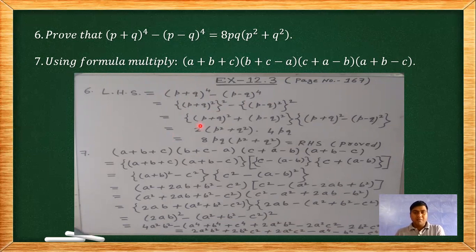So this is the formula: a square minus b square. In the second bracket, (p plus q) square plus (p minus q) square into (p plus q) square minus (p minus q) square, a plus b into a minus b. And from the first second bracket, this is again a formula: 2 into p square plus q square, and from the last second bracket, this is the formula: (p plus q) square minus (p minus q) square is 4pq. So this is 2 into p square plus q square into 4pq. So 8pq into p square plus q square.